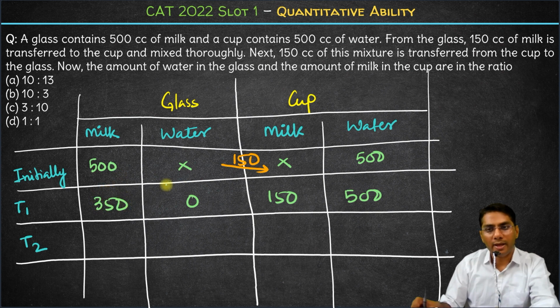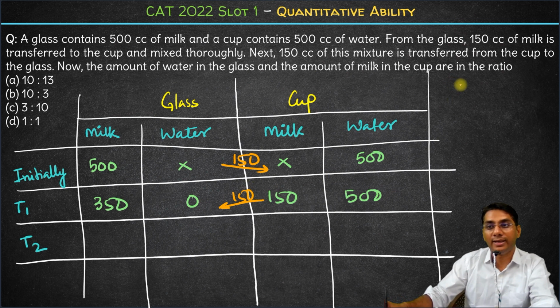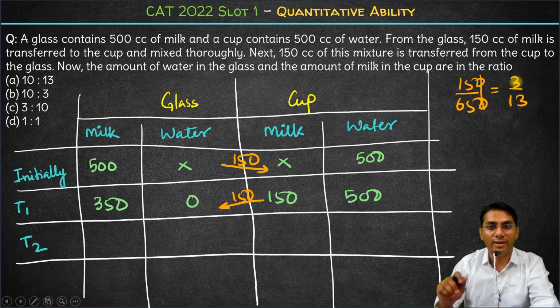Now 150 cc is again being transferred from the cup to the glass. Out of a total of 650 cc, 150 is being transferred. So what fraction is being transferred? The 0 cancels out, 150 by 650 goes by 5 three times, 650 goes by 5 thirteen times. So 3 by 13th is being transferred. The amount of milk being transferred will be 3 by 13th, and the amount of water being transferred will also be 3 by 13th.